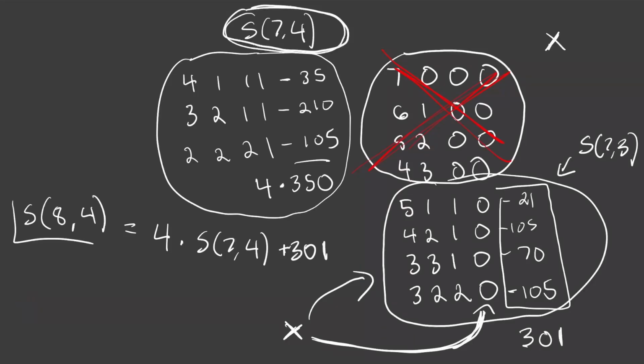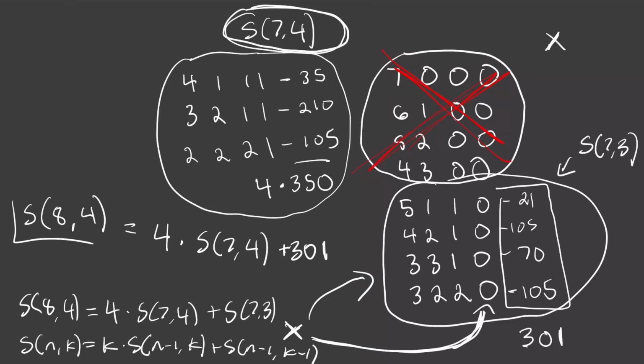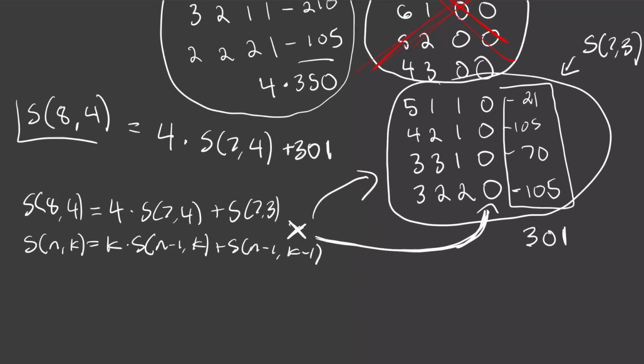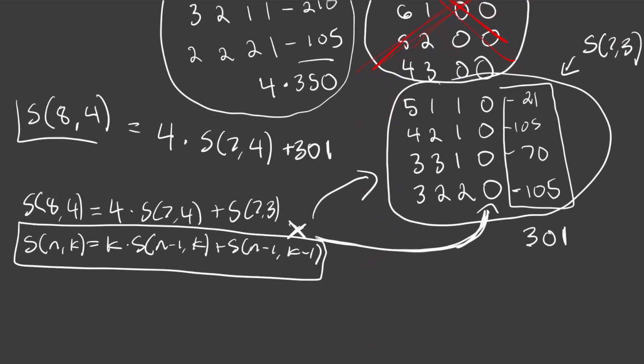If we generalize it a little bit more, we get that S(8,4) is equal to 4 times S(7,4) plus S(7,3). And you can also pretty clearly see how this is going to generalize to this case where we're just working with a random n and k.